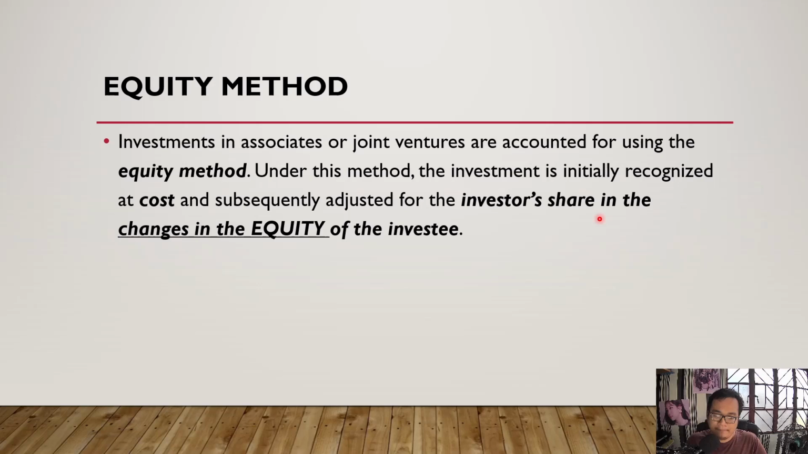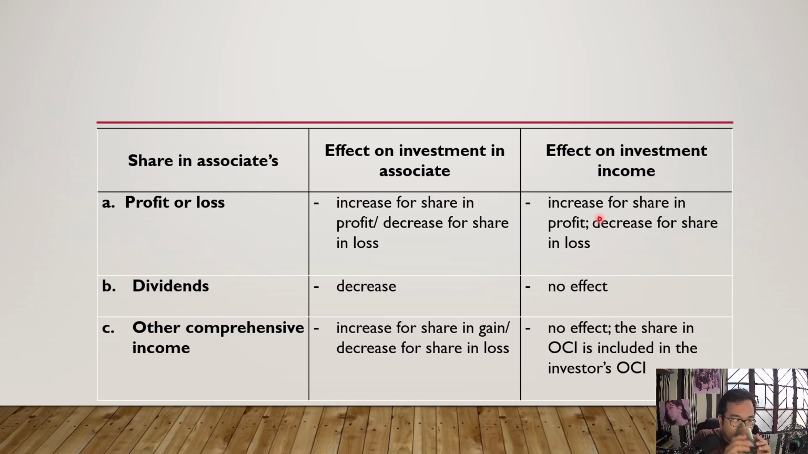Parang ganito sa table na to. Share in associates. So, parang ang gagawin mo dyan, gagawa ka ng T-account. Tapos lagyan mo dito, investment mo kay associate, di ba? Tapos ang nilagay mo unang amount dito, beginning balance, yung cost mo. Then, for the reporting period, tingnan mo ano mga naging changes or mga transactions that affect the equity ni investee mo. So, dito, beginning balance mo kung magkano yung ginastos mo. So, tingnan mo, share in associates' profit or loss. Kung nagkaroon ng profit, increase mo dito. Nagkaroon ng loss, decrease mo dito.